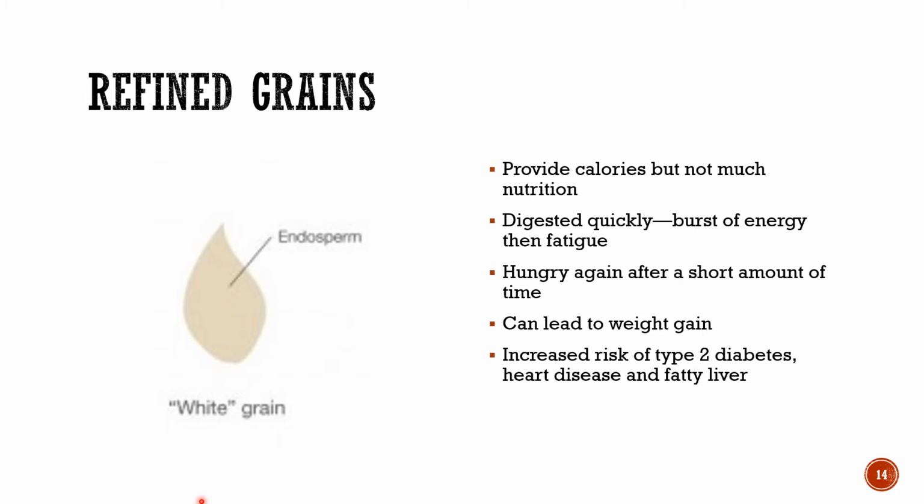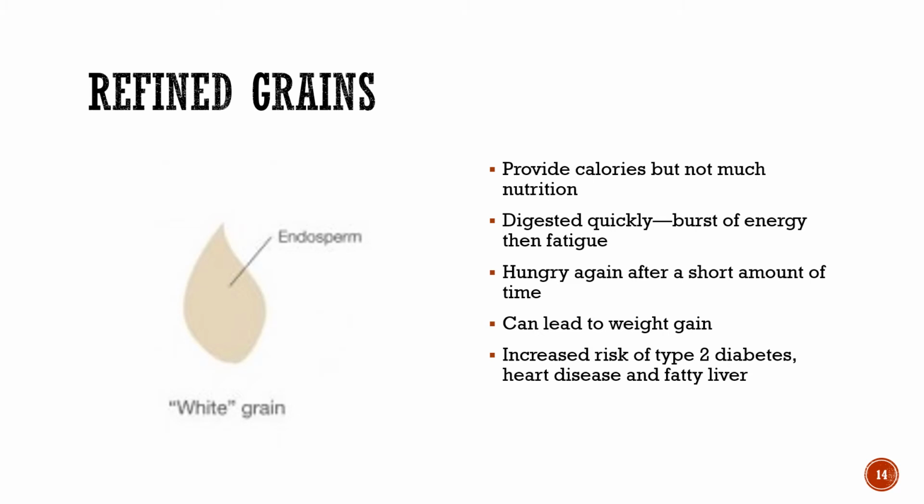Now let's talk about refined grains. Remember earlier we learned that refined grains consist of only that starchy middle layer called the endosperm. And refined grains provide calories but not much nutrition. Remember, when the bran and the germ are removed, it removes the fiber, a lot of the protein, and many of the nutrients. So we're left with just empty calories.